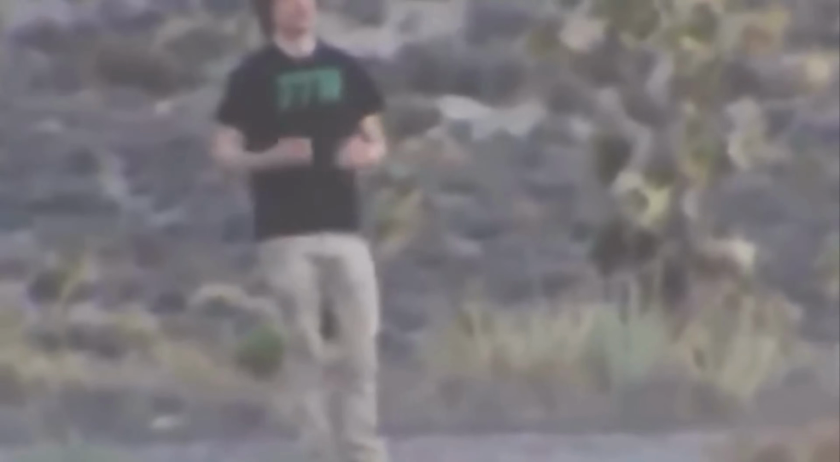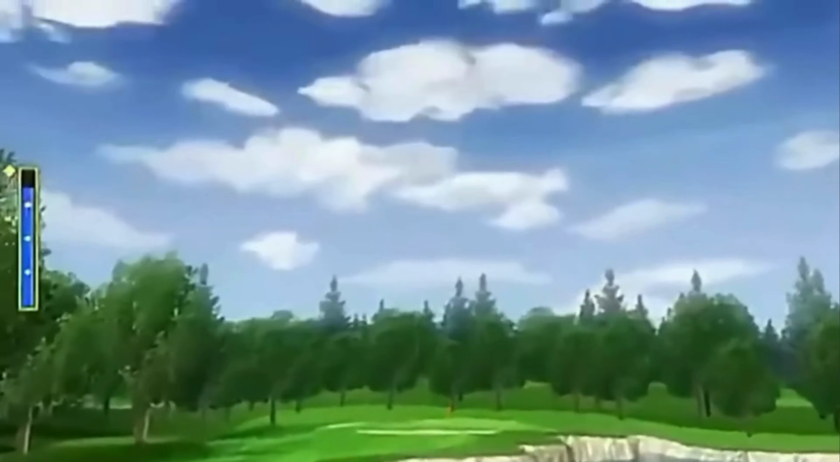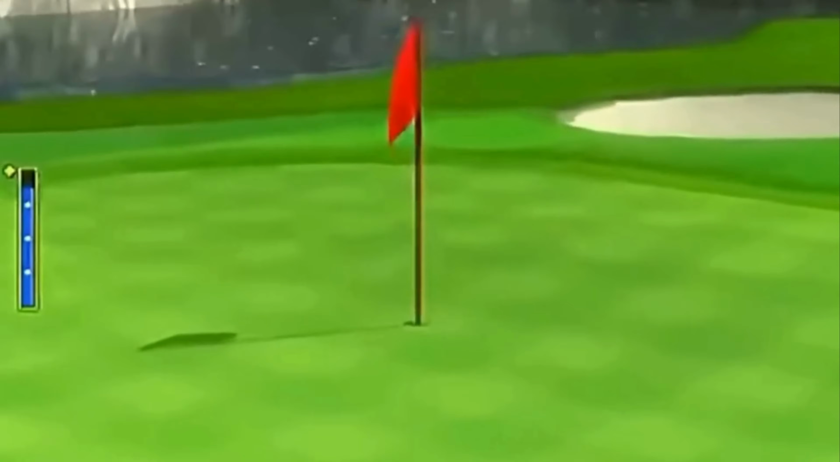To put it simply, it's very, very narrow. The chances of me standing in the exact correct spot for you to see me is about the same chance of you getting a hole-in-one in Wii Sports Golf. And the chances of me looking directly at you right now is about the same chance as you getting a hole-in-one in Wii Sports Golf about 10 times in a row.